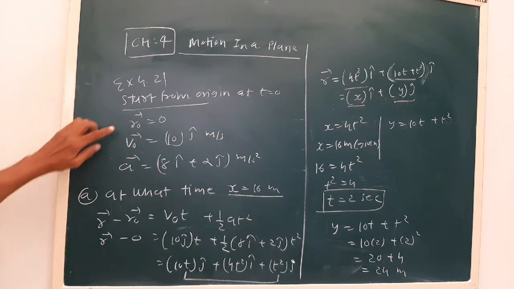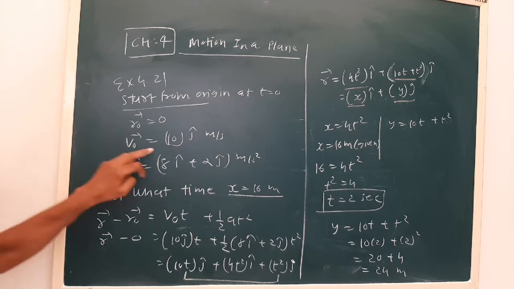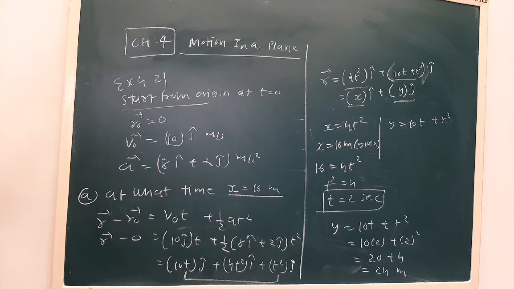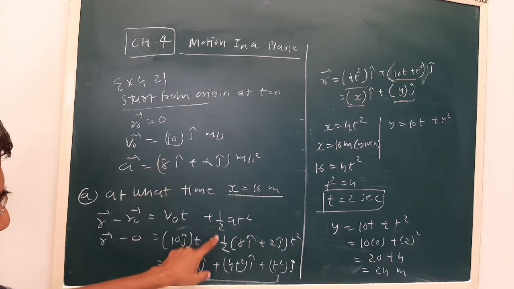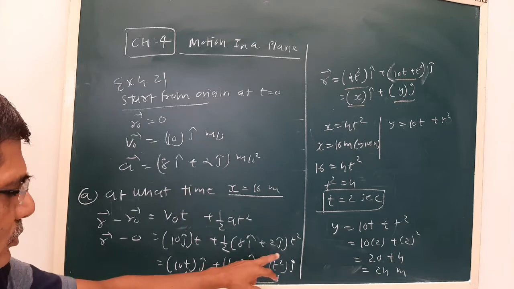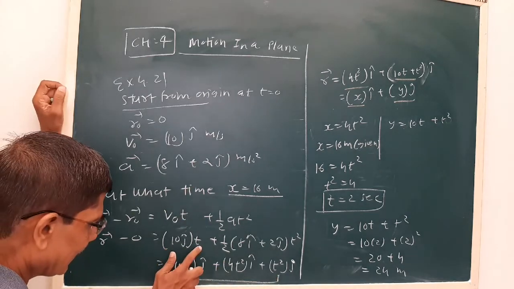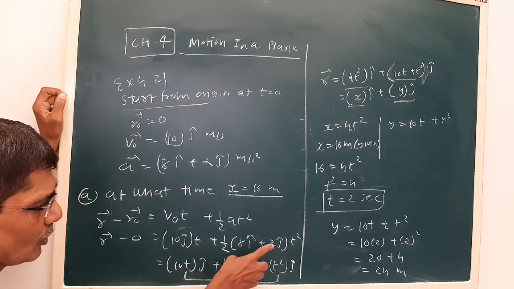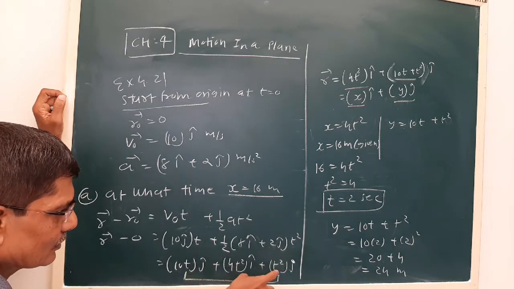Now we can see again, the particle starts from the origin. So r0 is 0, initial velocity is 10j meter per second, acceleration is 8i plus 2j meter per second square. The question says at what time x is equal to 16 meter. Now see our equation: r minus r0 is v0 t plus half a t square. v0 is 10j, t plus 1 by 2 a is 8i plus 2j. Now I can write 10t into j caret. 8 upon 2 t square, that is 4t square. 2 upon 2 will be 1, t square into j caret.